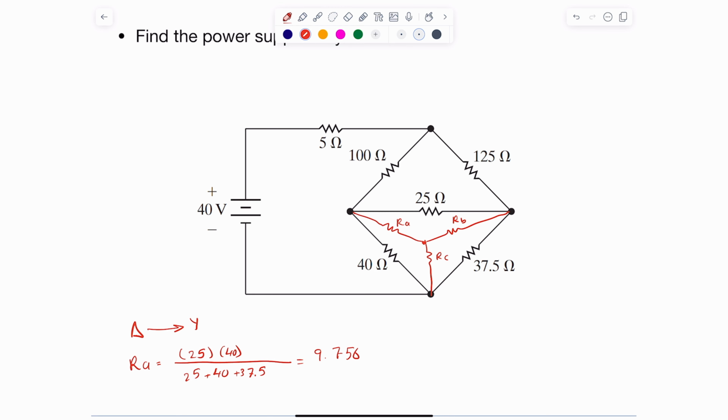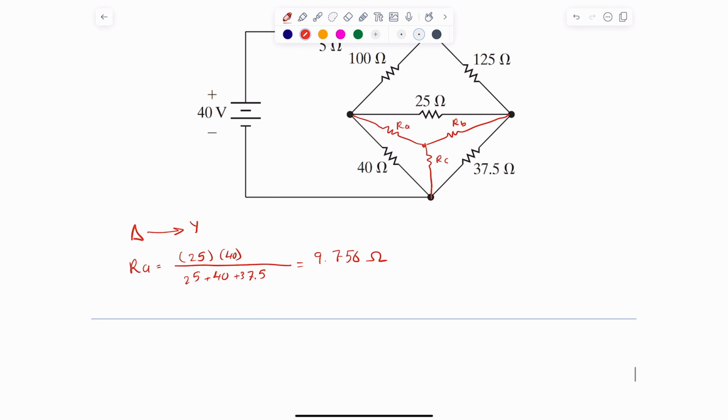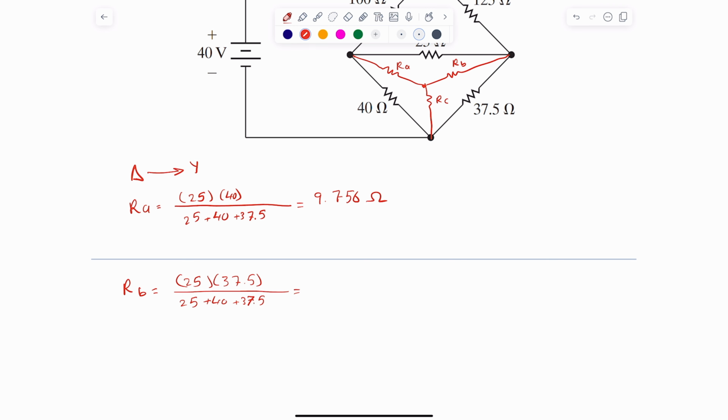There's a little bit of approximation in here, ohms. Okay, we can do the same type of analysis for R of B. So R of B is here. That means I have to multiply the 25 times the 37.5 this time. So what we do is we say 25 times 37.5 divided by the same sum, 25 plus 40 plus 37.5. And that will be equal to approximately 9.146 ohms.